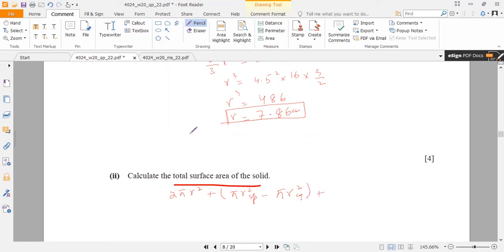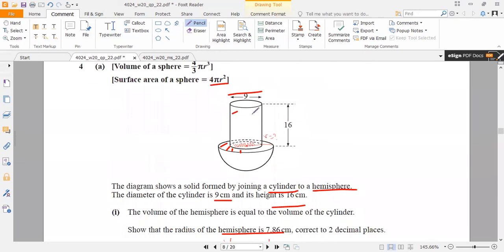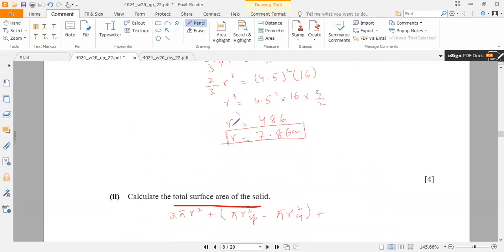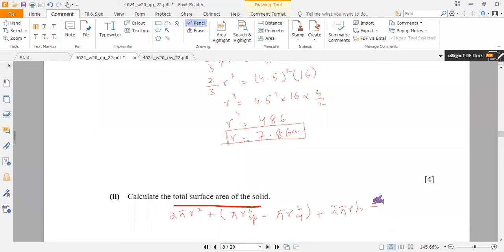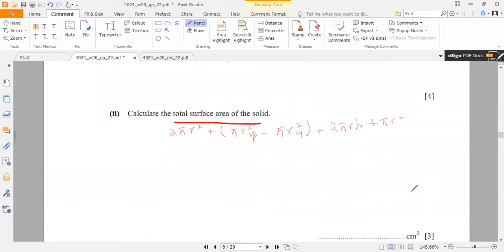Plus the surface area of this part of the cylinder, so it will be 2 pi rh, that is the formula of cylinder surface area, plus pi r squared, pi r squared for the upper part of the cylinder, plus pi r squared. Okay, this is also a cylinder term and this one is also a cylinder term, so we can cancel them out from this equation.